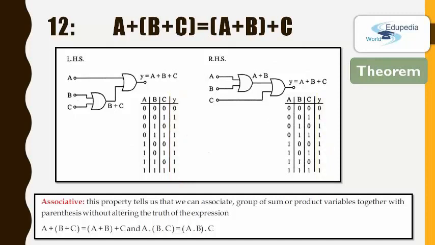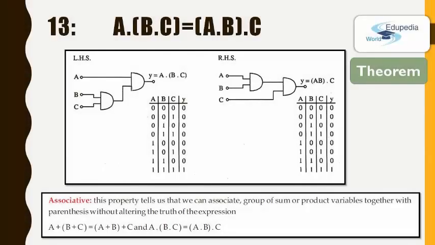It tells us that we can associate a group of variables together with parentheses without altering the truth of the expression. If we apply the duality principle to this law by changing the pluses into dots, we arrive at our 13th law, A dot B dot C equals A dot B dot C. It's another variation of the associative law. If you check the truth tables, you can see they give the same output Y. The last row of both tables has the value 1 and the remaining values are all zeros.